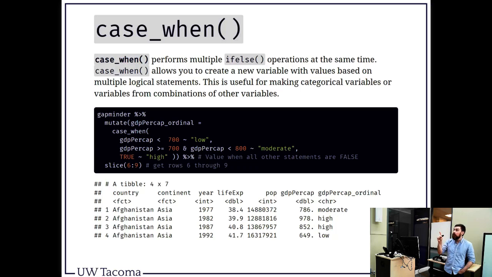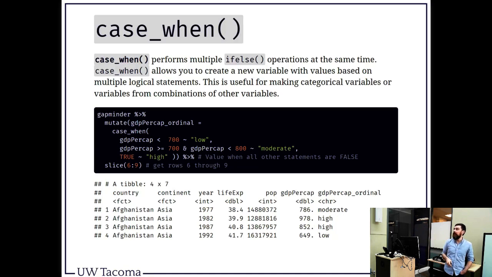If that is not true, because I know I don't have any missing data or weird values, I want everything else to be a high income country, because everything that remains must be greater than 800. So I just say TRUE equals high. That just means that the first time it encounters a TRUE, it assigns that value. Well, TRUE is definitely going to give it a TRUE, so I can assign high to it.